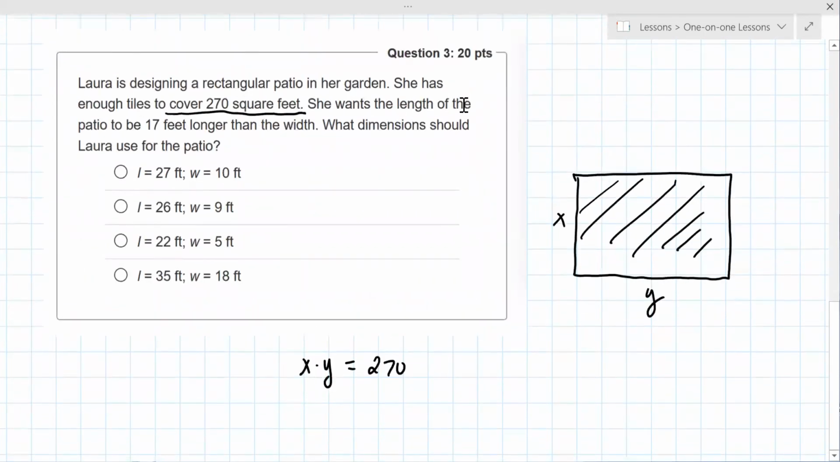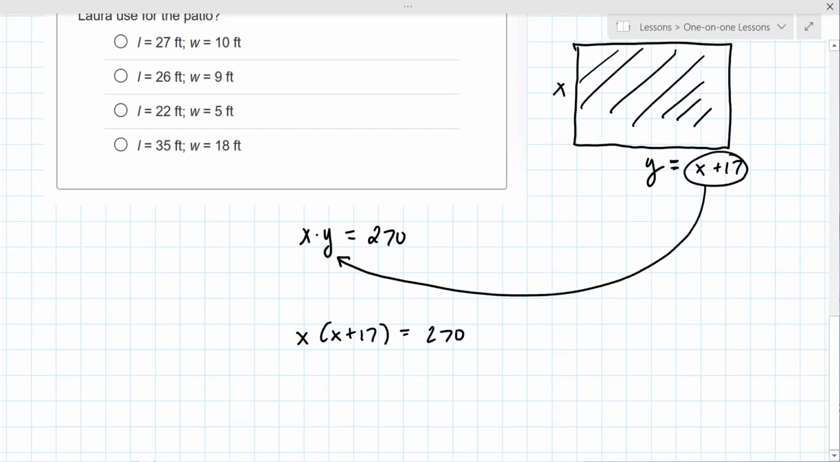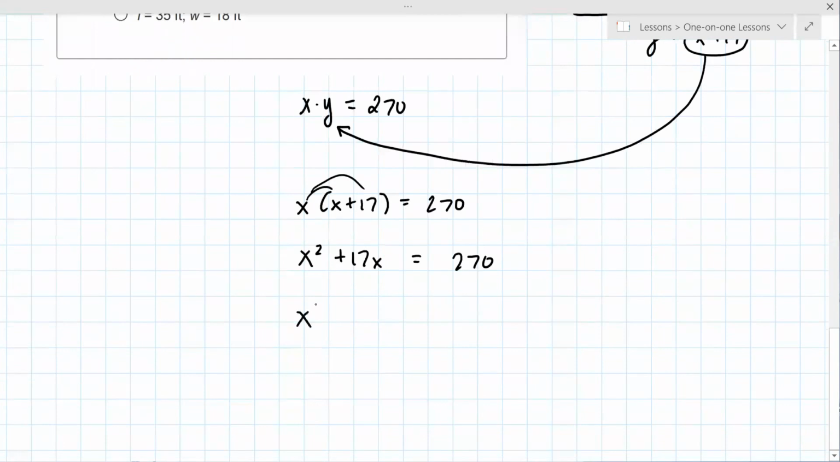She wants the length of the patio to be 17 feet longer than the width. Well, if x is the width, x plus 17 is 17 feet longer. So this right here substitutes in for y. X times x plus 17 equals 270. When you distribute this x, you get x squared plus 17x equals 270. I'm going to move this 270 to the other side.